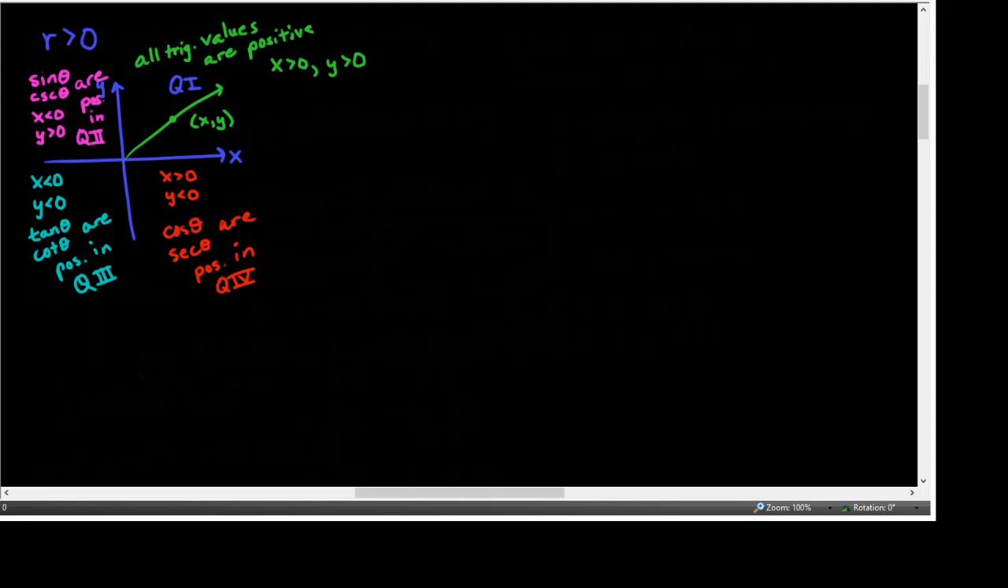So notice that those go with their reciprocals. Cosine and secant have the same rule. They're positive in quadrant 4. Tangent and its reciprocal cotangent are positive in quadrant 3. Sine and its reciprocal function cosecant are positive in quadrant 2.